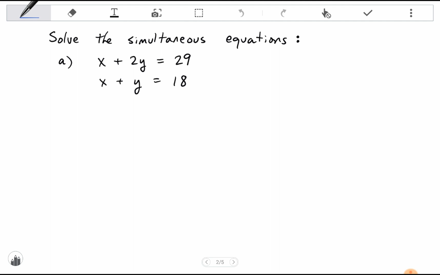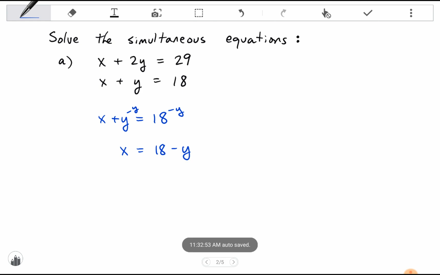That's the substitution part. So if we write out this equation, the second equation, x plus y equals 18, what we're going to do is have just x. So we'll subtract y from each side. Okay, so y minus y, it's gone. So x equals 18 minus y. Now what we're going to do is substitute this part in here for x. Okay, so if x equals 18 minus y, according to the second equation, we'll put that into the first one.